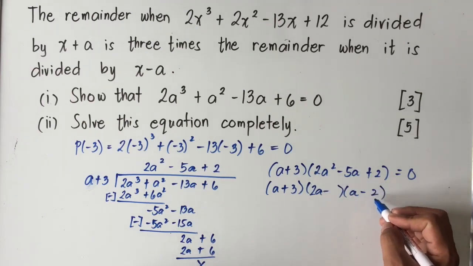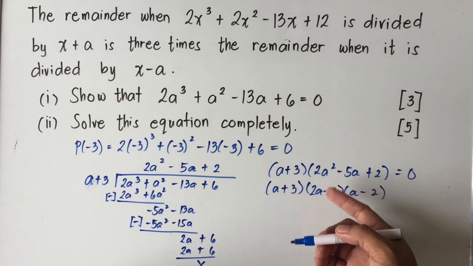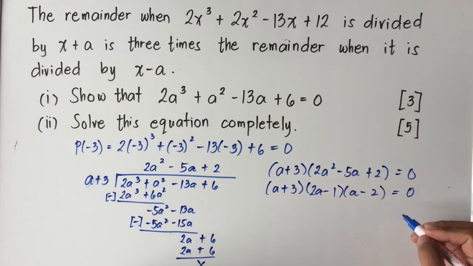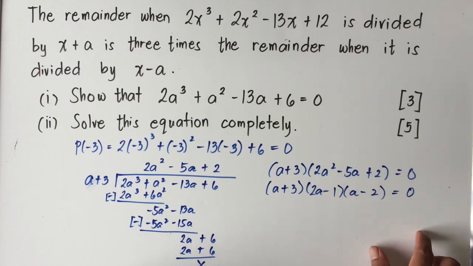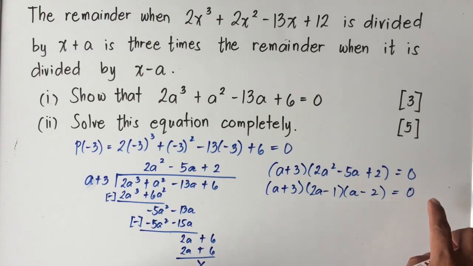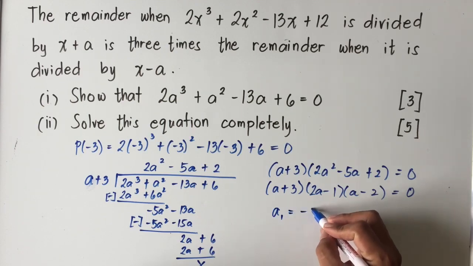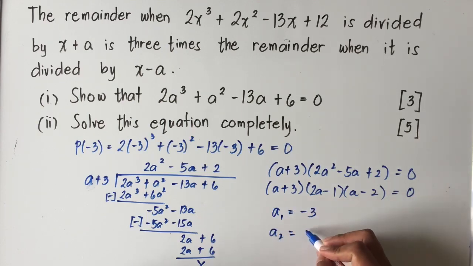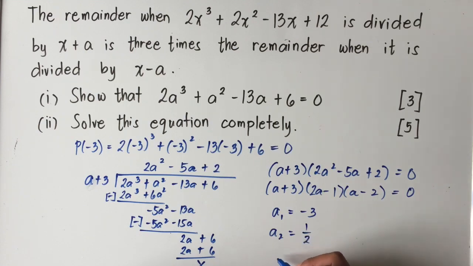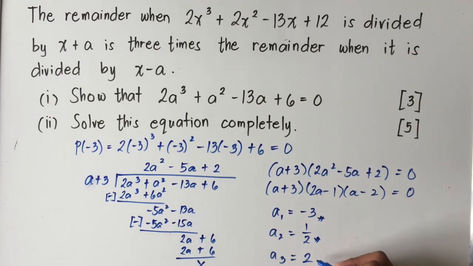2 times 2 is 4, then 1 times 1 is 1. So negative 4 plus 1 will give negative 5, equals 0. Then we'll have the three solutions. a plus 3 is equal to 0. 2a minus 1 is equal to 0. a minus 2 is equal to 0. So the first value of a is negative 3. The second value of a is positive 1/2. And the third value of a is positive 2.